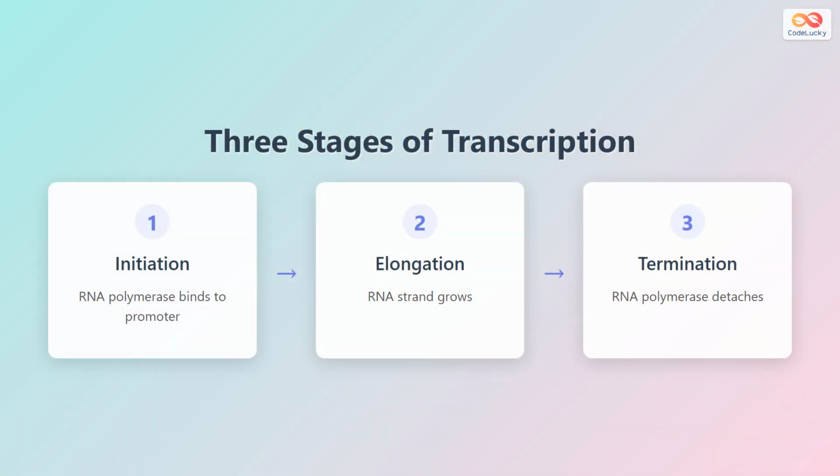Transcription happens in three distinct stages. Stage 1 is initiation. During initiation, an enzyme called RNA polymerase binds to a special region on the DNA called the promoter. This is where transcription begins. Stage 2 is elongation. In this stage, the RNA polymerase moves along the DNA, reading the genetic code and building the RNA strand as it goes. The RNA molecule grows longer and longer. Stage 3 is termination. When the RNA polymerase reaches the end of the gene, it detaches from the DNA, and the newly made RNA molecule is released. The transcription process is now complete.